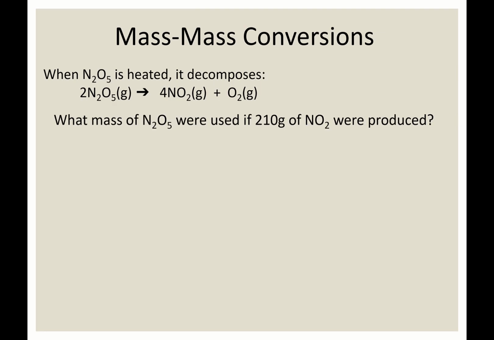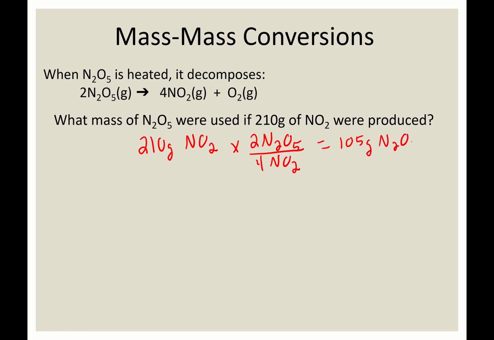So we're told here that N2O5 is heated and it's going to decompose into the following reaction. We're asked what mass of N2O5 was used if 210 grams of NO2 were produced. So in the previous questions, we were given one quantity and asked to find another. Here, you might be tempted to go straight from the 210 grams of NO2 and use our mole ratio from the balanced equation, knowing that it's a 2 to 4 ratio of NO2. And you would think that it's just 210 times 2 over 4, which would be 105 grams of N2O5.